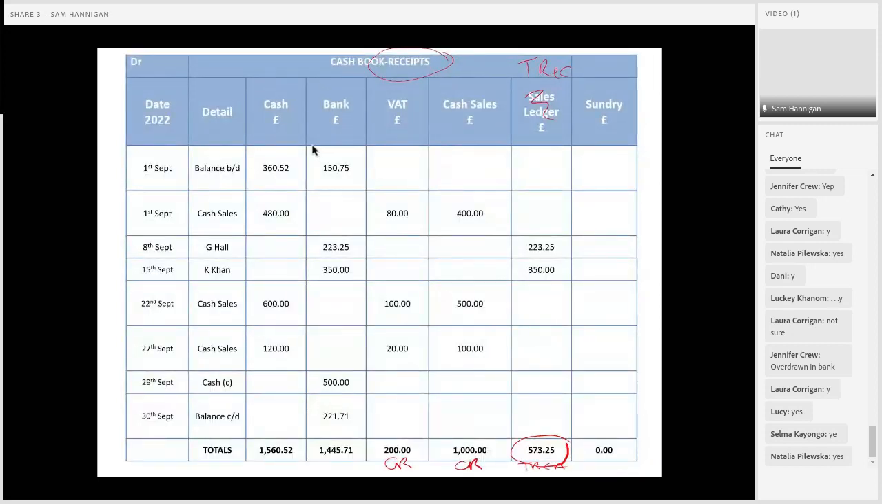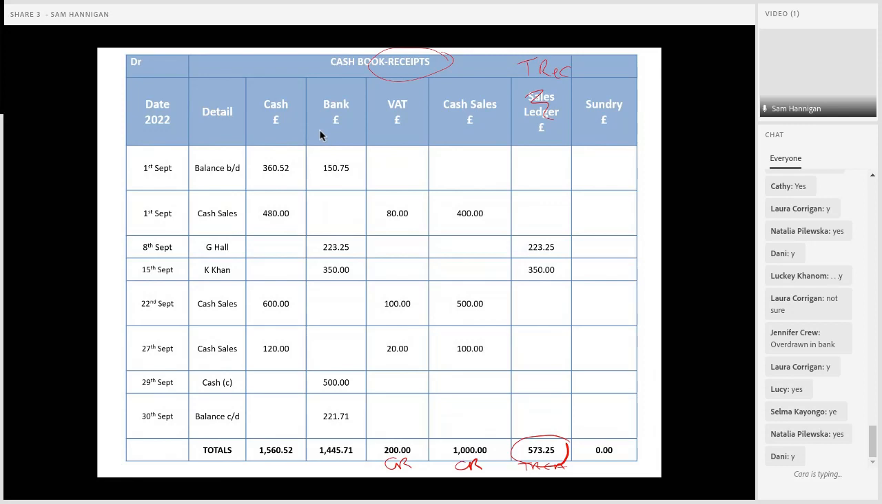Everybody okay with that? Makes it easier when you've got an analyzed cash book, I think, because you know you're working on your totals in your main ledger and then your individual transactions for your customers. Marvelous.